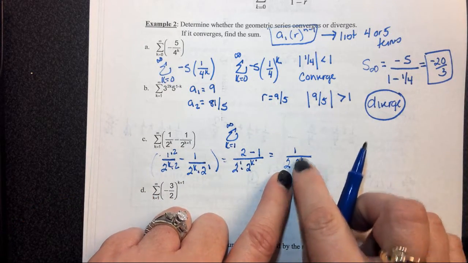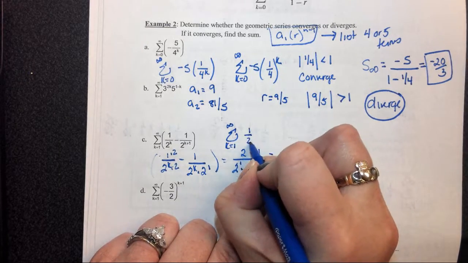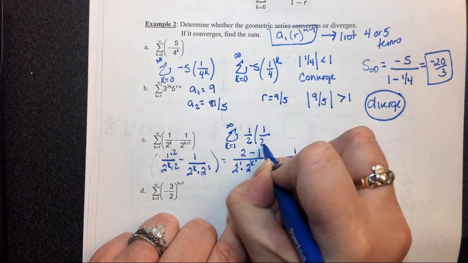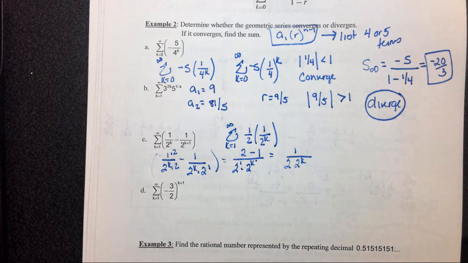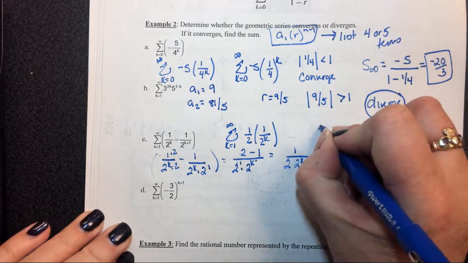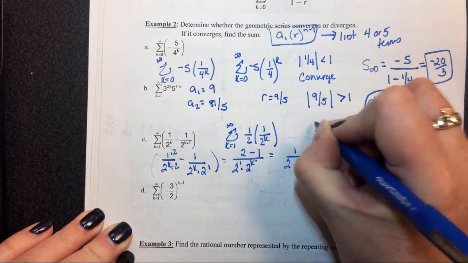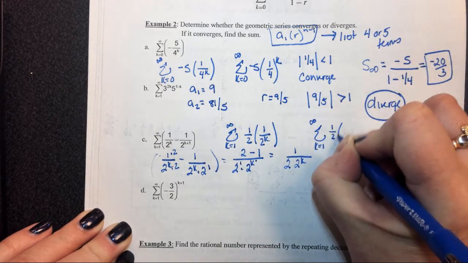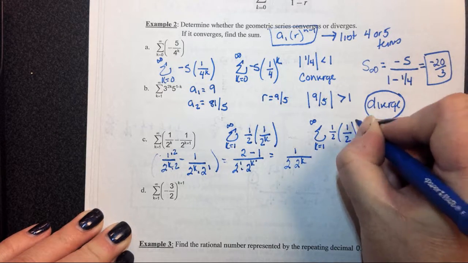So I have my constant of 1/2 times 1 over 2 to the k. You agree with me that that's equivalent to what I got after I combined it? Now, to raise that entire fraction 1 over 2 to the k power, I can rewrite this as the sum from k equal to 1 to infinity of 1/2 times 1/2, all raised to the k power.